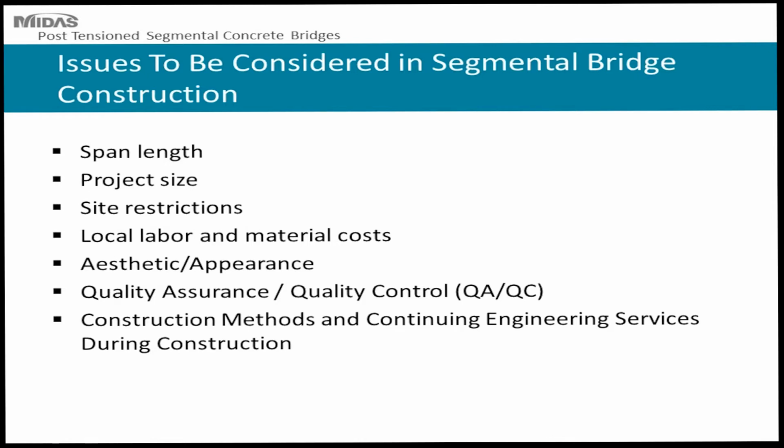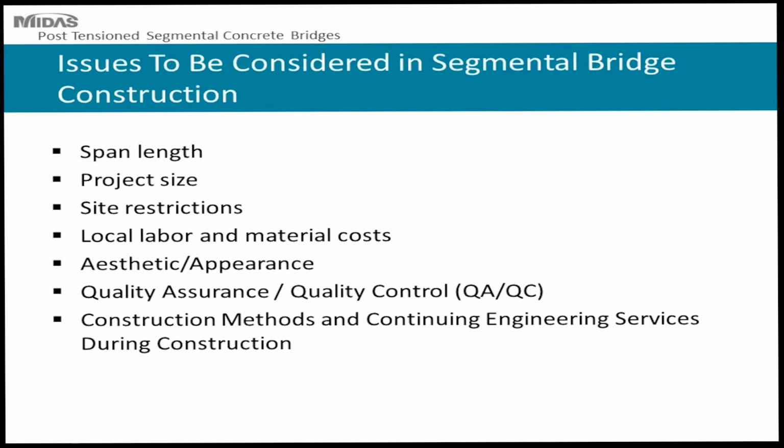In this slide we're going to talk about some of the issues that need to be considered in segmental bridge construction. Segmental bridge construction can be used to build bridges having span lengths from about 24 meters to 450 meters, depending on the type of construction method. If the scale of the project is large, meaning there are many repetitions of similar span length, or site access is limited due to active highway or railway traffic, or the bridge is above a water body, segmental bridge construction can be very economical. Because the segments are usually precast, you can include various aesthetic features on a precast segment.